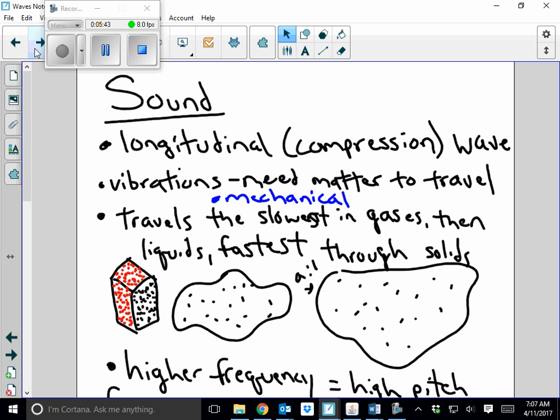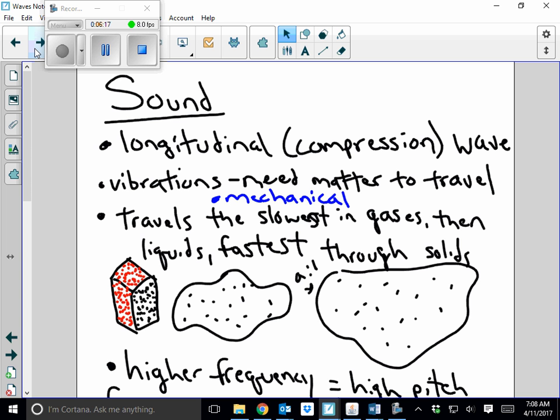As I'm speaking, my vocal cords are vibrating, and that vibrates the air molecules in front of my mouth, which vibrates the air molecules in front of that until they reach your ear. So it's a compression wave, and it's longitudinal, which means that the energy is traveling parallel to the air molecules. It's vibrations, so you need matter to travel. That makes it a mechanical wave. Remember, a mechanical wave is where you need matter in order for it to travel through.